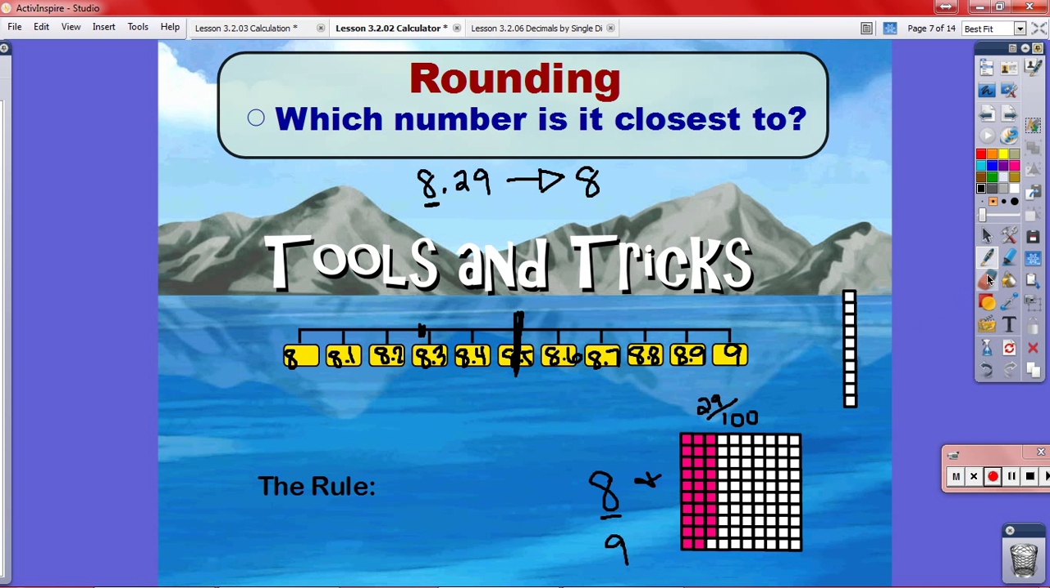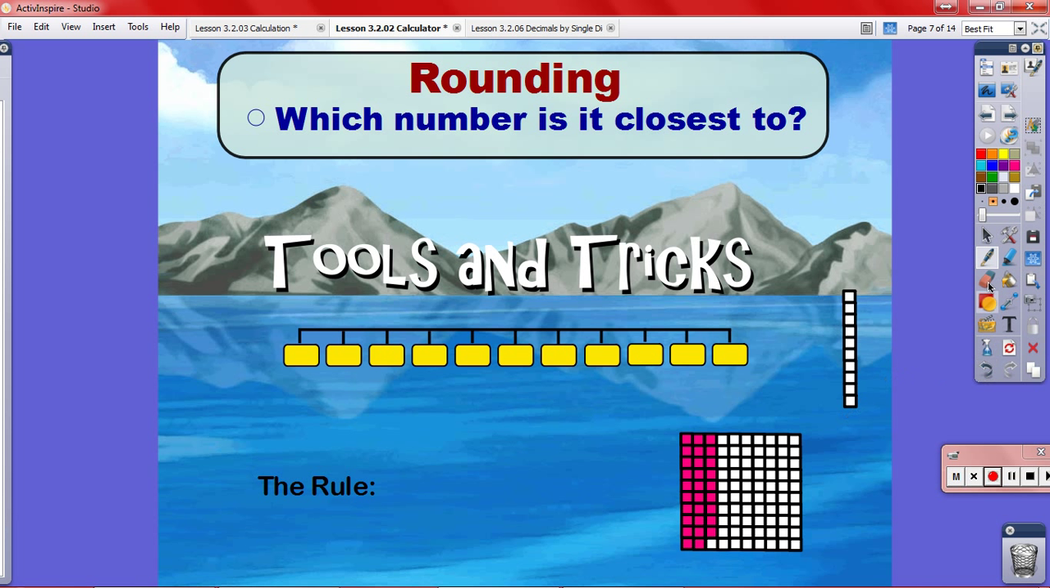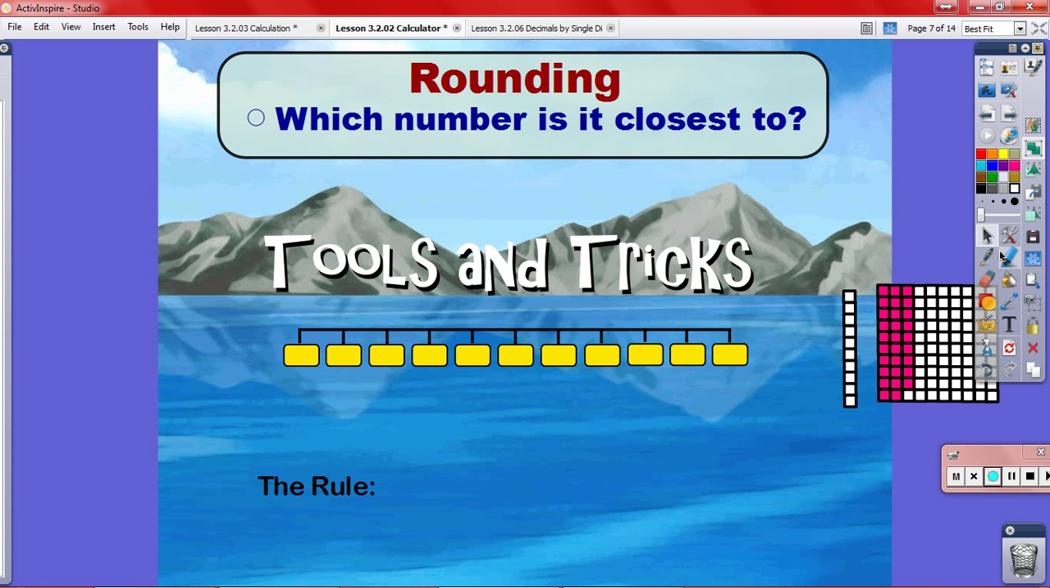Okay. One last example before we look at the rule. Alright, let's look at 1.5. 1.5 is between 1 and 2. Fill this in, it would be 1.1, 1.2, 1.3, 1.4, 1.5, 1.6, 1.7, 1.8, and 1.9. The middle is right here. So which one is it closer to? Well, it's exactly in the middle.